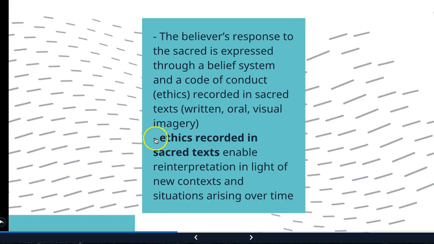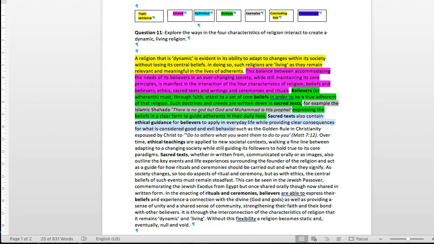Well, the most obvious one is that these ethical teachings are recorded in sacred texts. Bear in mind, sacred texts also refer to oral tradition or images. The thing about sacred texts is that they are continually being reinterpreted in light of new situations and contexts. For example, we could talk about the golden rule in Christianity, but we cannot forget our illustrative conjunction.